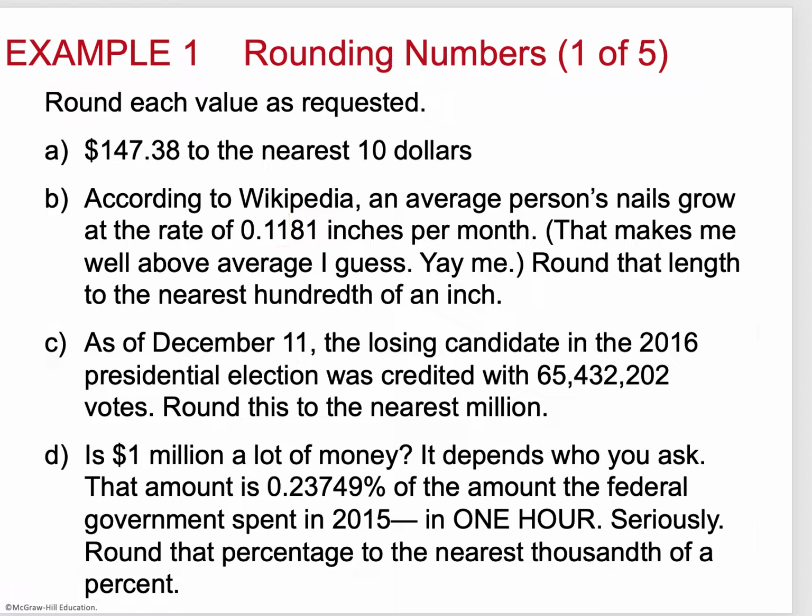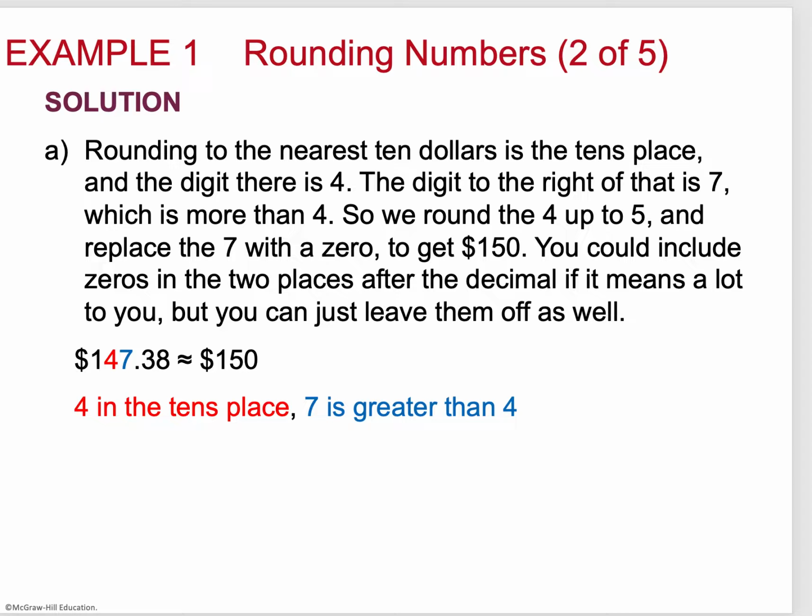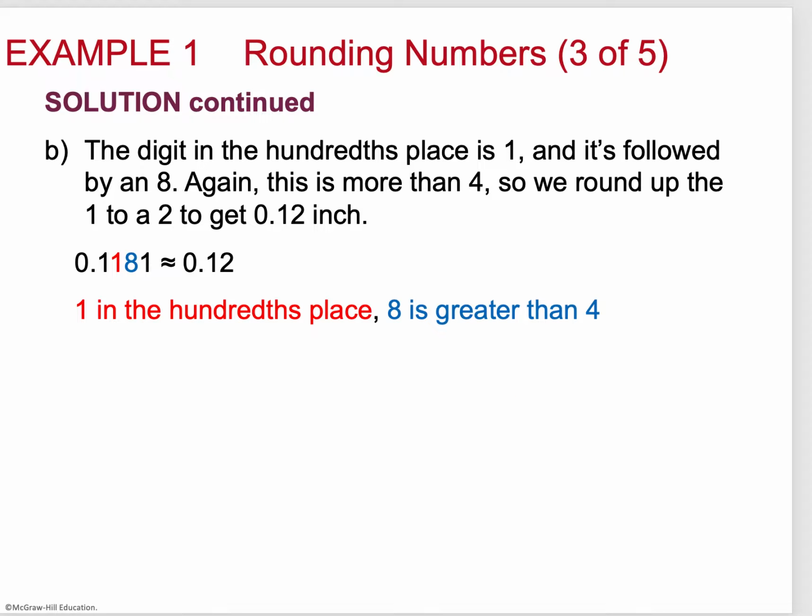As of December 11th, I've got a candidate in the presidential election. I want to round it to the nearest million. Well, the 5 is in the millions place. The number to the right of it is 4, so it's just going to stay the same at 65 million. So those are all really strong examples, and this is just walking you through what I just said.